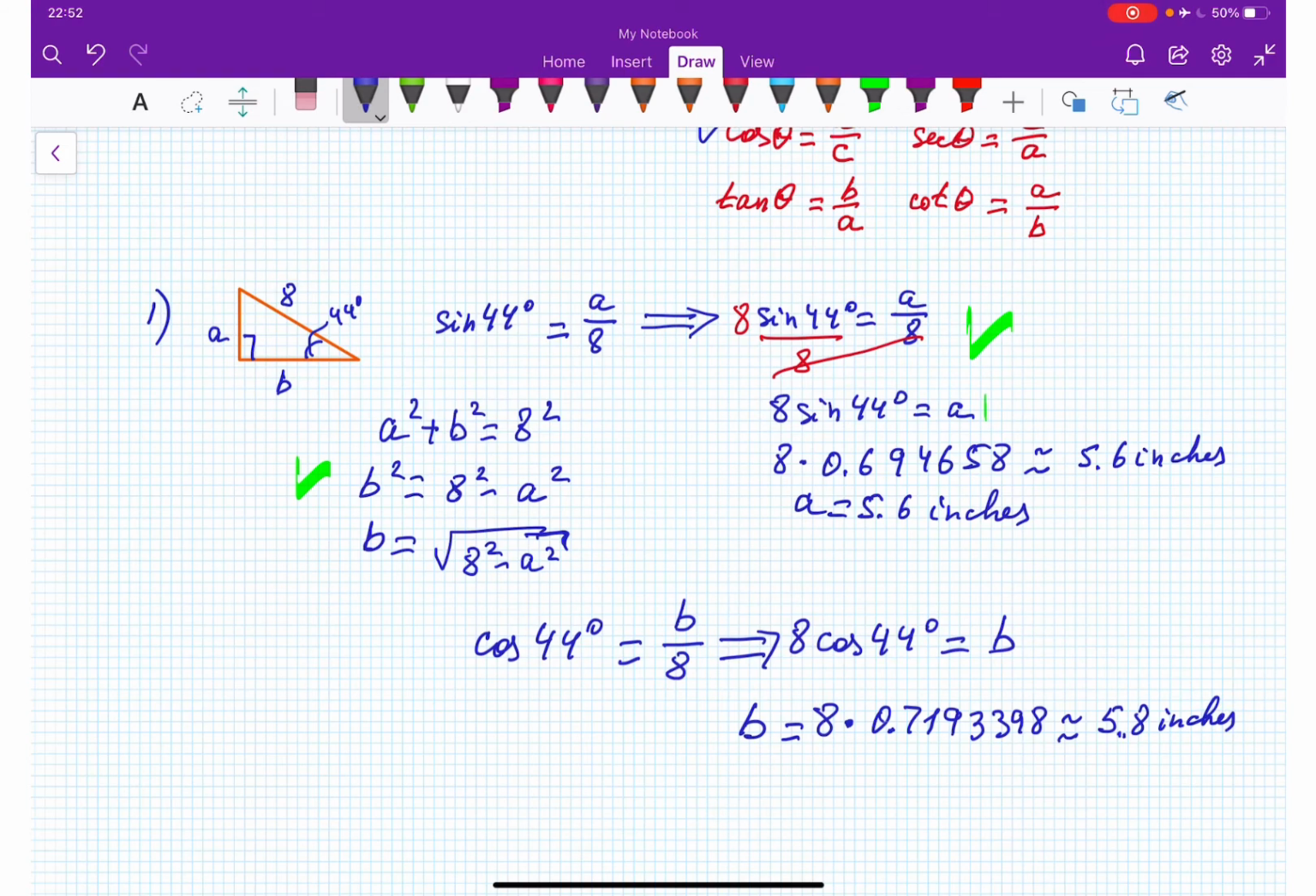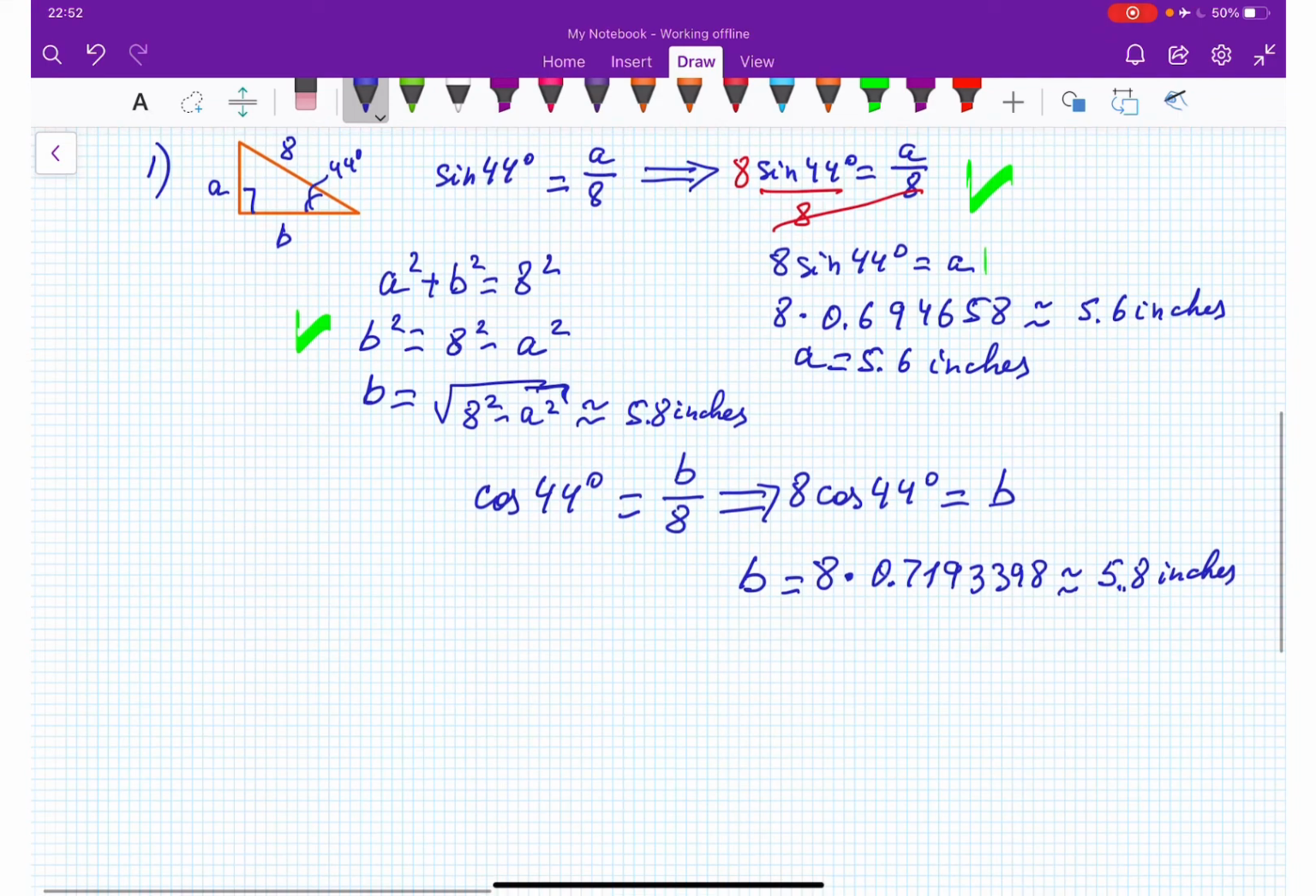So if you do this calculation through B equal the square root of 8 squared minus A squared, plugging in A as 5.6, you should also get approximately 5.8 inches. Let me fix this equal sign. I don't put an equal sign, I put a tilde, which means approximately. It's not precise. Okay. Next question, number 2.